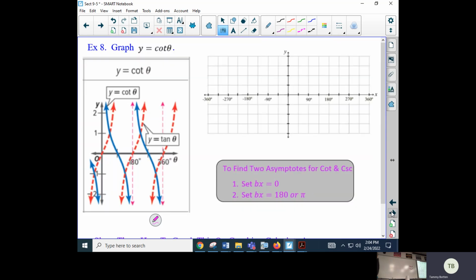So let's go here. Oh my gosh, my foot is so itchy right now, sorry.